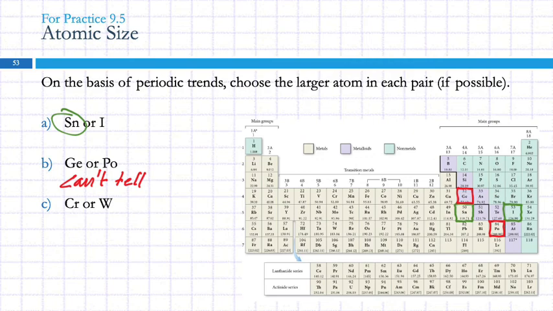Now, what if you're forced? You have to pick one. Well, the trend going down is bigger differences because you're actually adding to larger and larger energy levels, right? The trend going across is small. It's the charge pulling things in a little tighter. So if you've got conflicting trends here, the going down is bigger would win. So if you have to choose, I would choose polonium. Any questions?